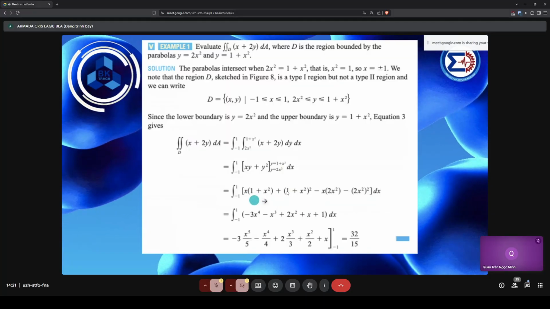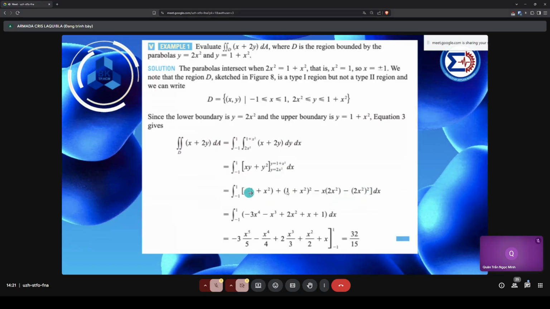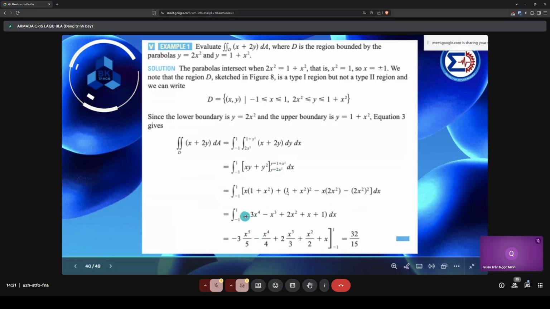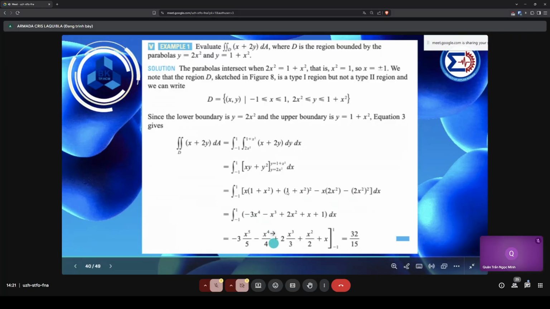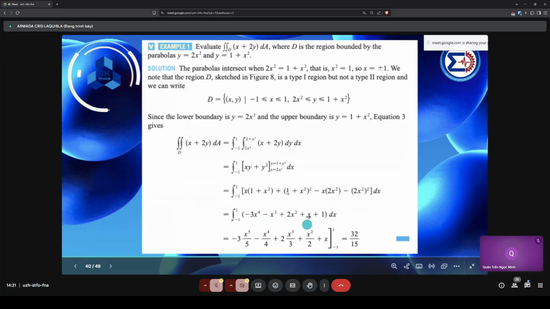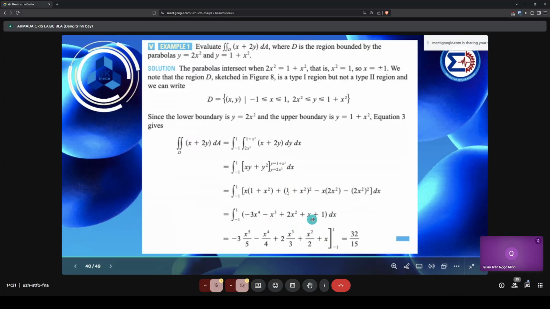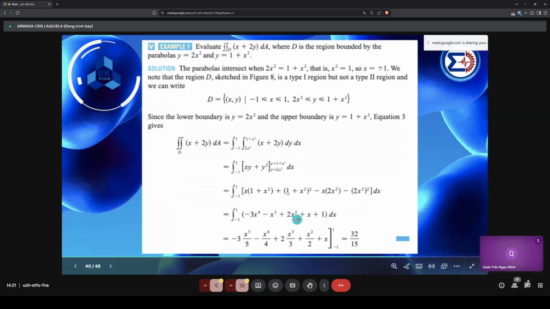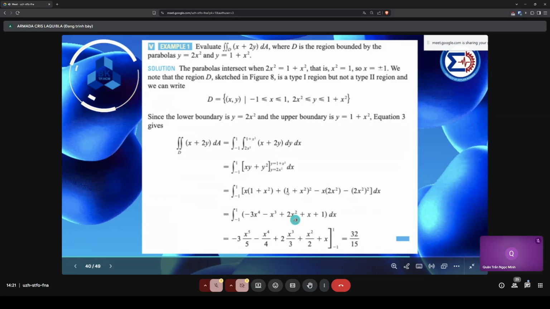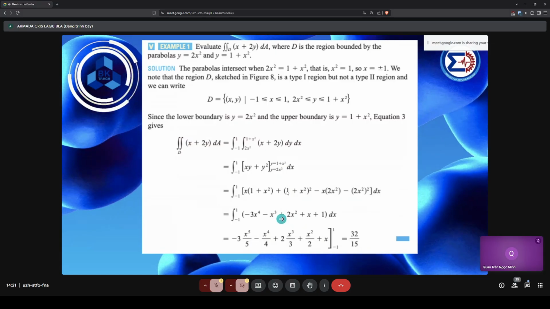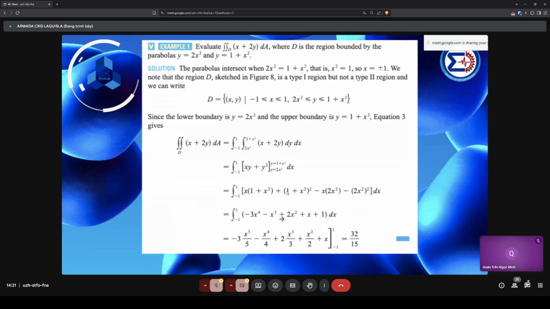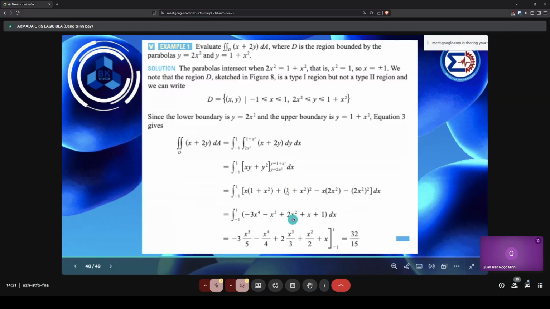If you solve this one, multiplying the terms and then adding the common terms, it becomes negative 3x to the fourth minus x cubed plus 2x squared plus x plus 1 dx. For this one class, you will use this in your project because I want your project to have a detailed solution, not too many shortcuts.